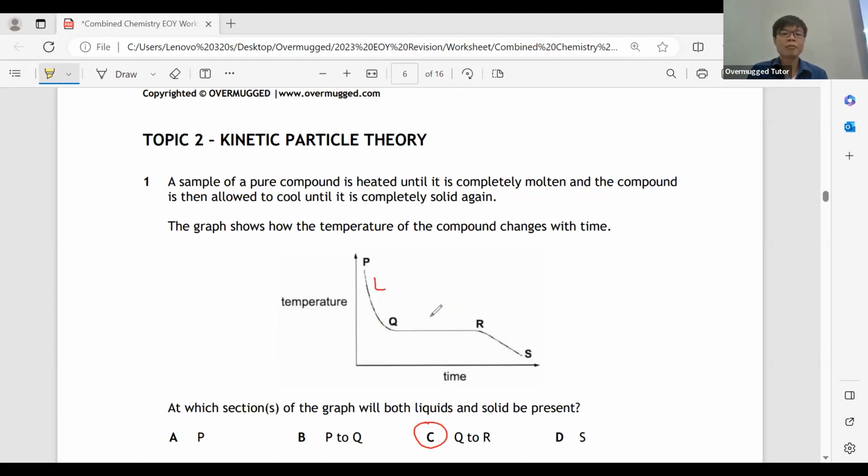Okay. Because after you write all this, sometimes they'll ask you, describe the arrangement and movement of the particles at region P to Q. Something like this. But now that you've written liquid state over here, it's much easier. You know what keywords to write already.